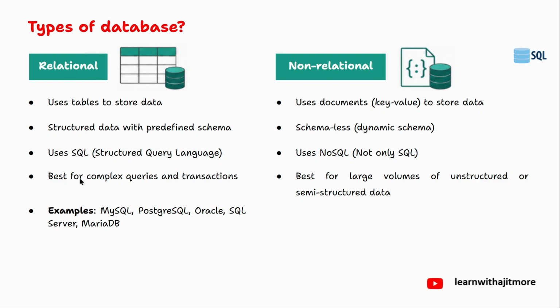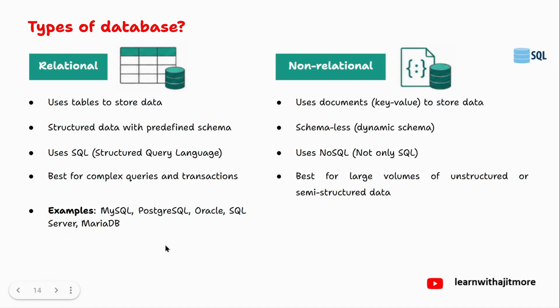Best examples of relational databases are MySQL and Postgres. They are both free and open source. Oracle is not free, and neither is SQL Server. That's why, as it's not free, you install pirated versions. MariaDB is just a variant of MySQL. It is actually MySQL, just a variant of it. There can be many more relational databases.